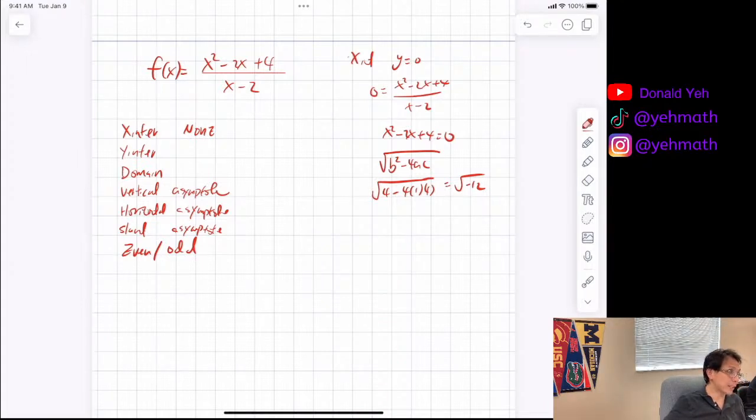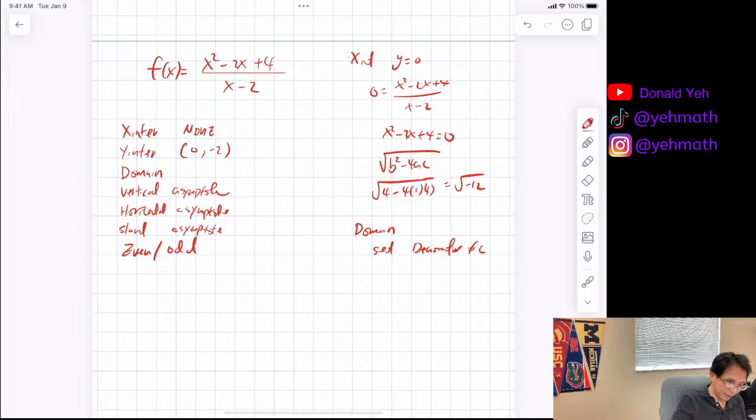Now y-intercept is very easy to analyze. Just plug in 0 for x, which is 0 comma negative 2. Domain. So Catherine, you're not here last week. Domain is basically you set denominator cannot equal to 0. So it'll be x minus 2 cannot equal to 0. And just solve like a normal equation, except x cannot equal to 2. Does that help you? Then that's going to be negative infinity to 2, and then 2 to infinity.